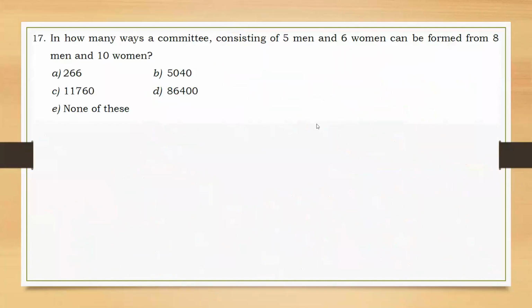So again, 17th, we need to form a committee consisting of 5 men and 6 women. So 5 men and 6 women can be formed from 8 men and 12 women. Out of 8, we need to select 5 men, and we need to select 6 women out of 10.